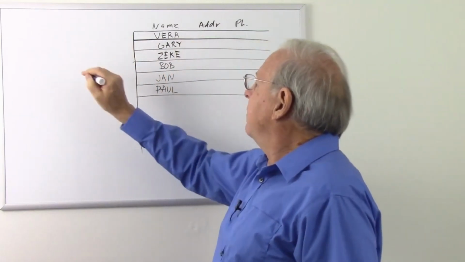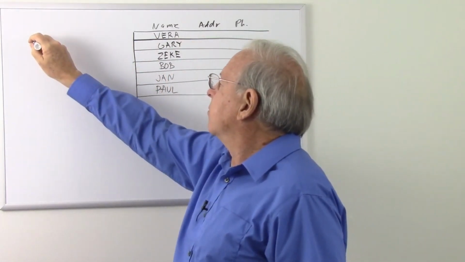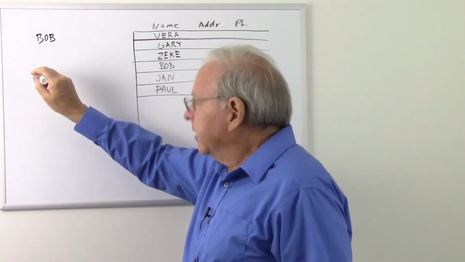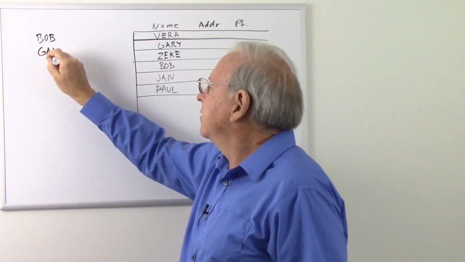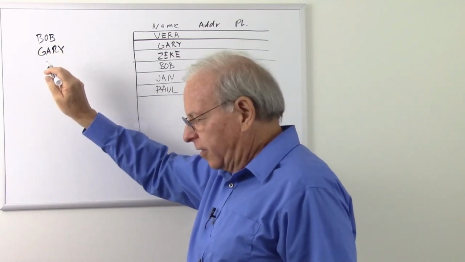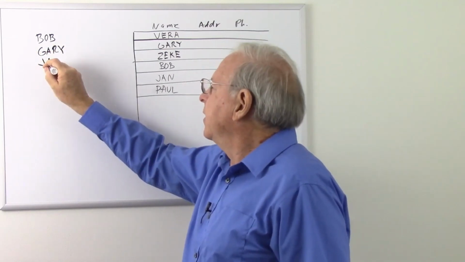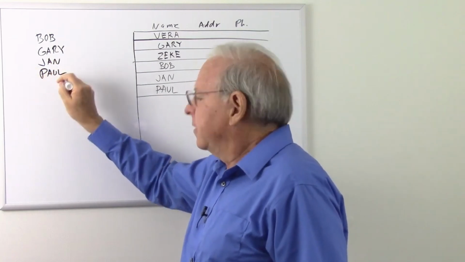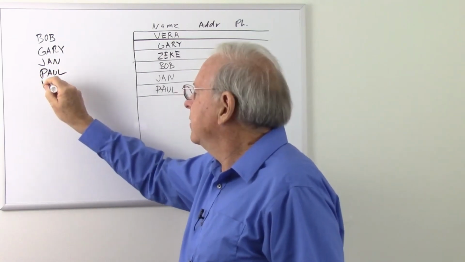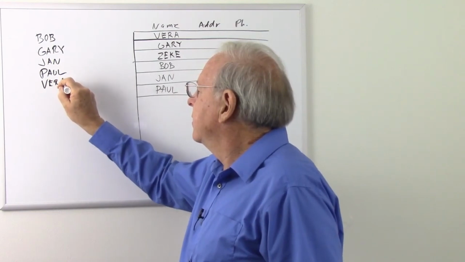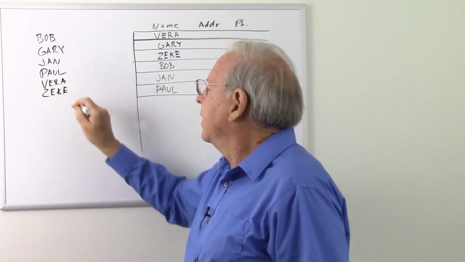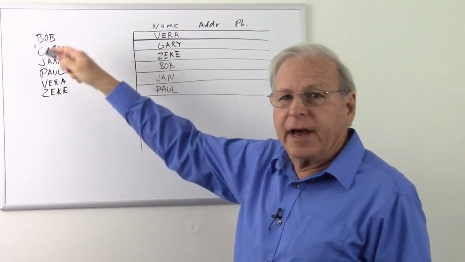And so we take the names out and sort them. Let's put these in alphabetical order now, like Bob and Gary. I have this already done, so I don't have to think about it. Jan and Paul and Vera and Zeke. And once we've done that, we can do that divide and conquer search.